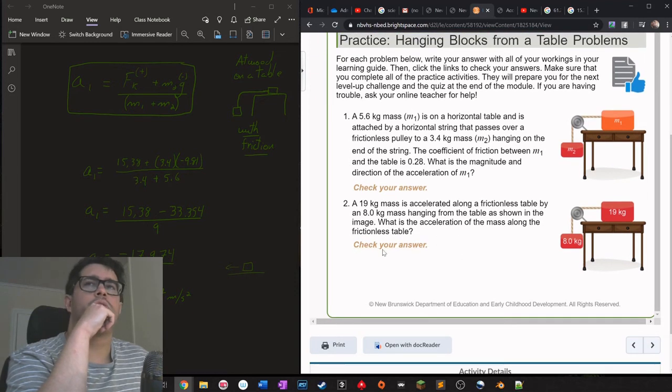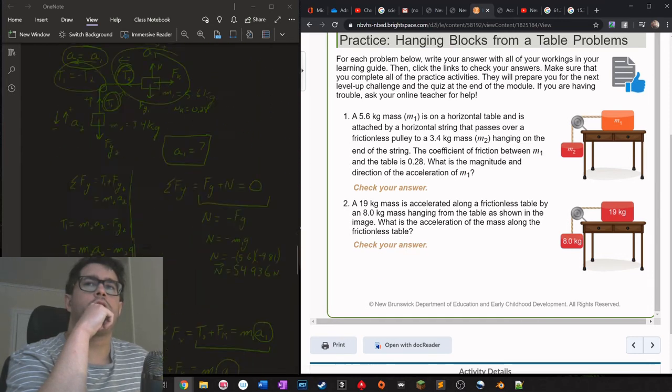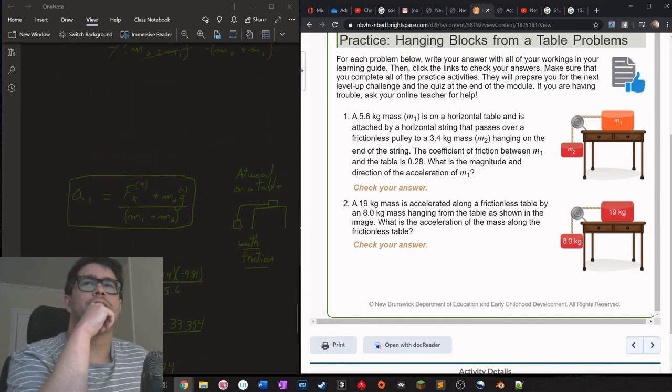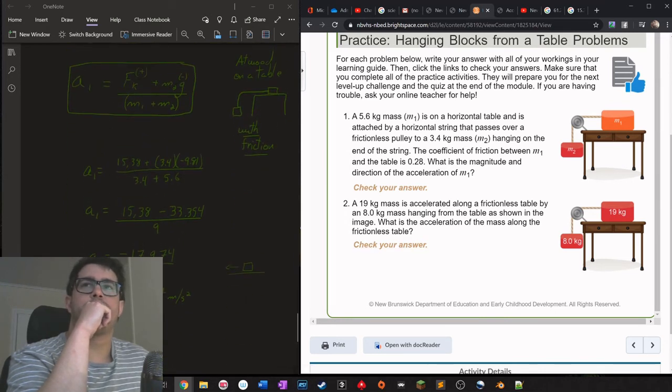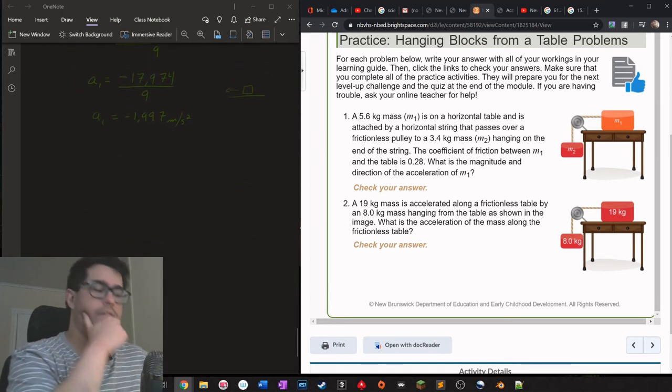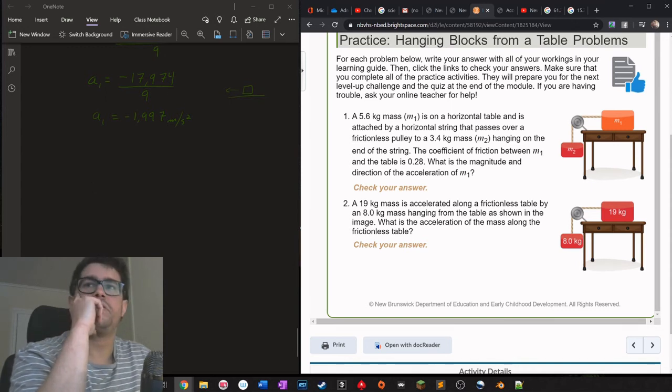So what now? They just want us to use the formula and not have to do all this work? Let's use the formula again. This is the Atwood formula for an Atwood machine with a mass on a table, with friction or without friction, it just won't be there. Accelerated along a frictionless table. So this number 2 here.